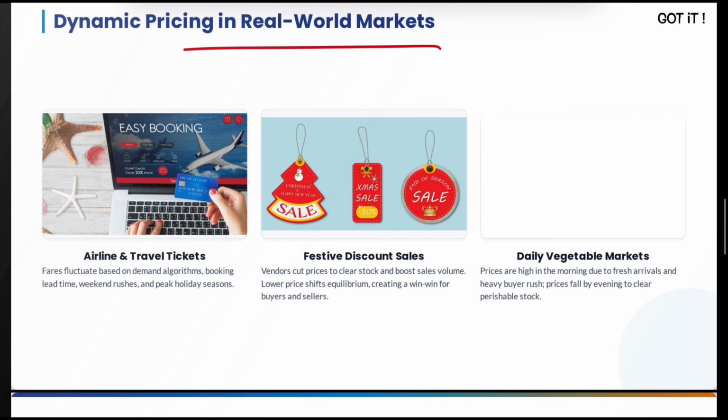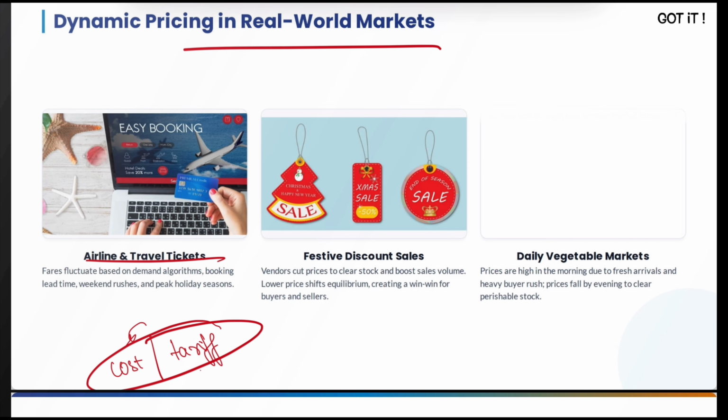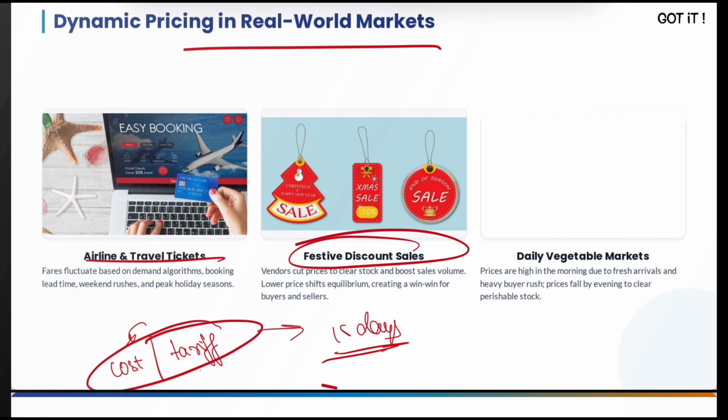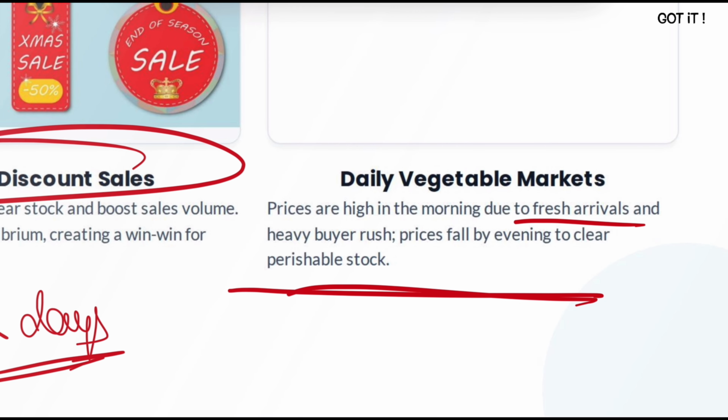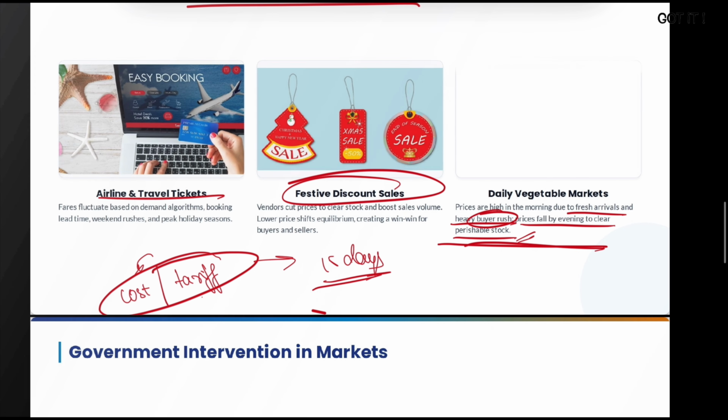For example, if you go for airline travel tickets, if you book one day before, the price of the product, the cost or the tariff, will be different from when you do the booking 15 days prior to your flight. And the festive discount sales will also be present, and the daily vegetable markets as mentioned. The prices are higher in the morning due to fresh arrivals and heavy buyer rush, while the prices fall by evening to clear the perishable stock.